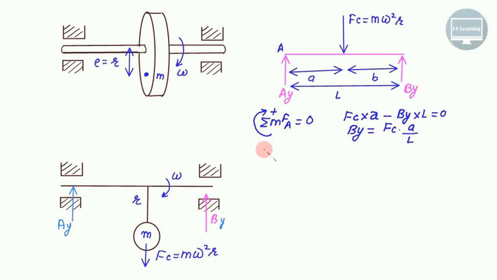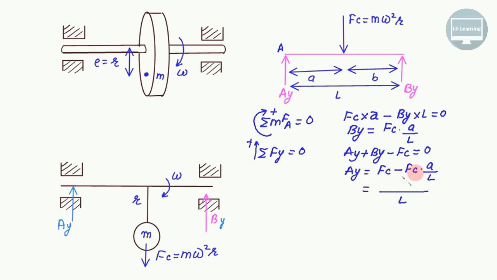Again we can apply the second equation, sigma Fy, vertically upward positive, must equal 0. In that case Ay plus By minus Fc must equal 0. If I put this value back, I am able to calculate the value of Ay, which is Fc minus By. So this is Fc minus Fc multiplied by A divided by L. I can multiply by L here. L is common, and instead of L I will write A plus B.